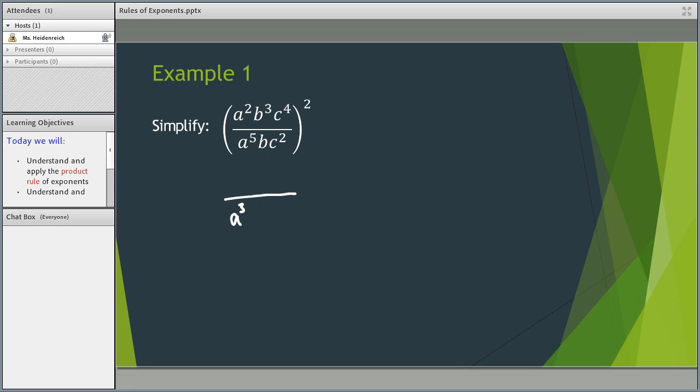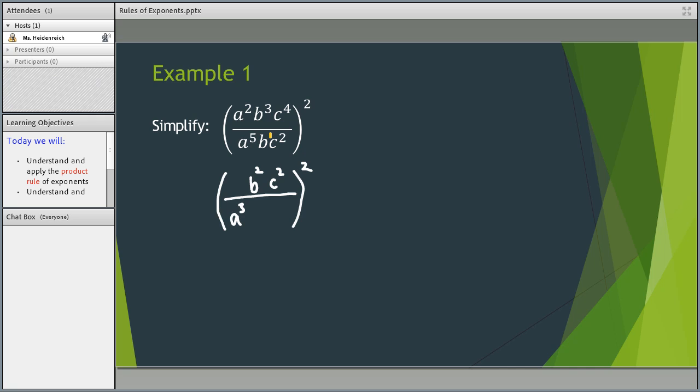Now the B's, I can do the same type of thing. There's kind of an invisible 1 for that exponent on the b in the denominator. So 3 minus 1 is 2. So I have b squared, but in the numerator, because I had more b's in the numerator to begin with. And then c's, I have 4 in the numerator, 2 in the denominator, so 4 minus 2 is 2. So that leaves me with 2 c's in the numerator. And then I've done everything in parentheses that I can do.